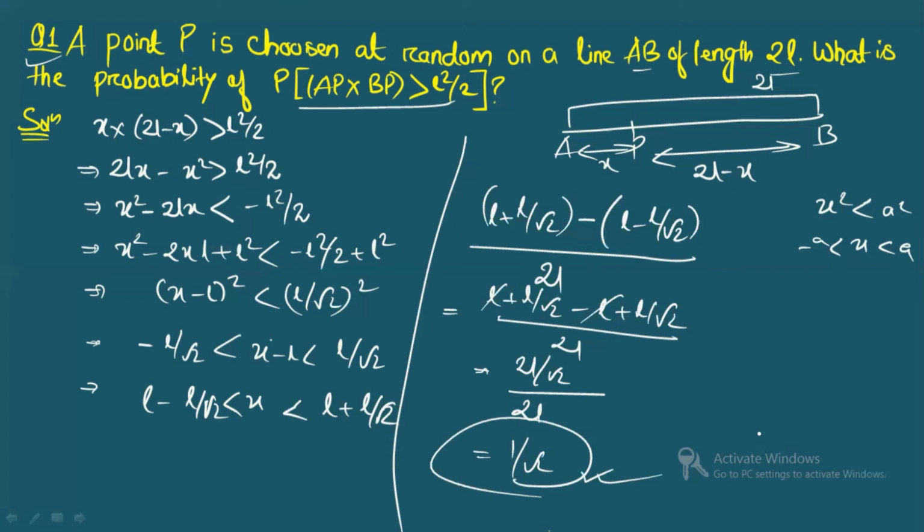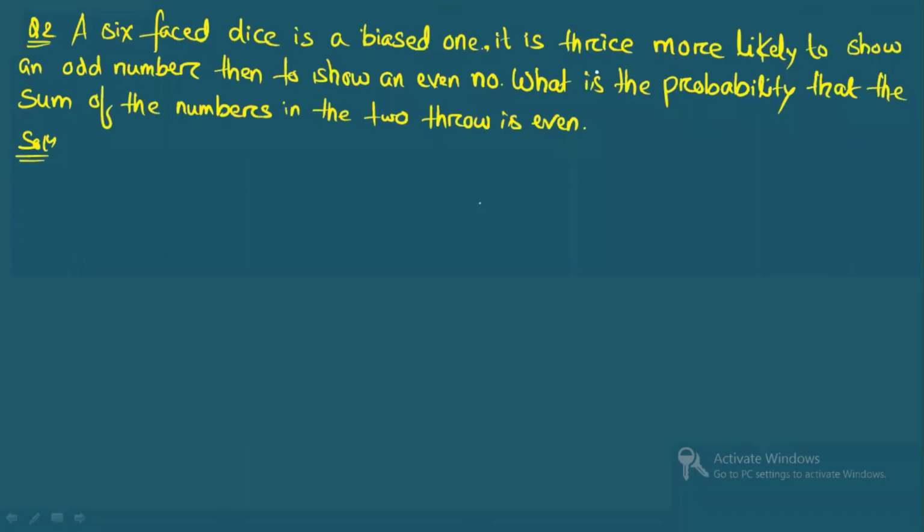Clear? Because you got it from the favorable length divided by the total length. Done? So this is how you can solve. Now let's see the next question. Here it is said a 6-faced dice is a biased one.